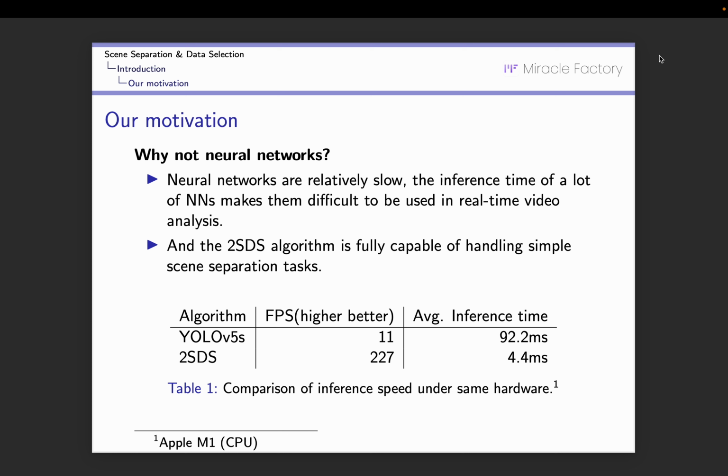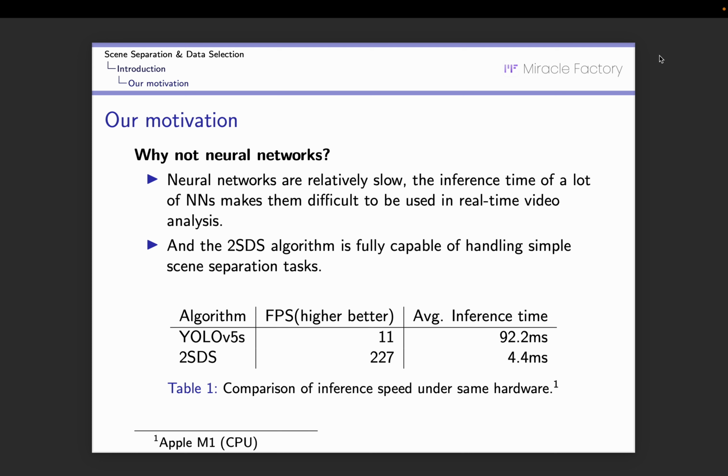The inference time of a lot of neural networks makes them very difficult to use in real-time video analysis situations. We made a very quick comparison of inference speed between two algorithms. If you look at the table down here, we have two algorithms. The first one is YOLOv5s, which is a very small and light CNN model, and the second is our 2SDS algorithm.